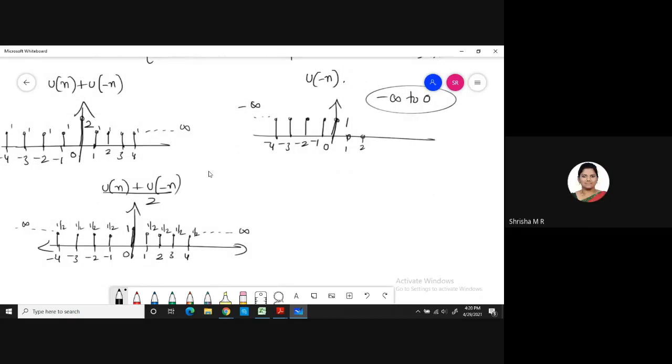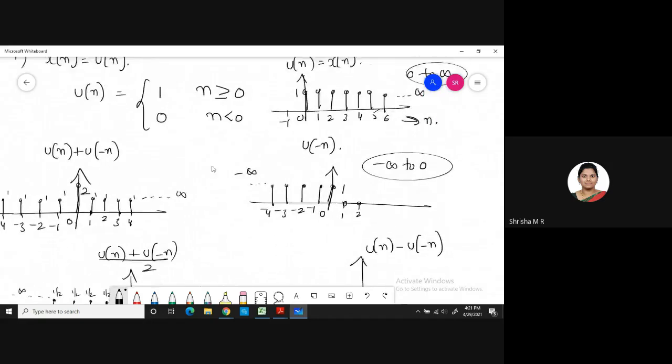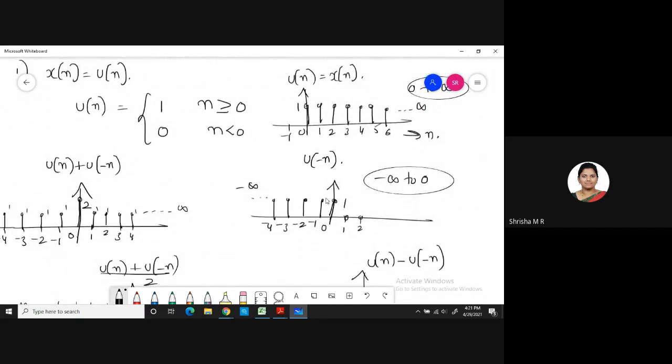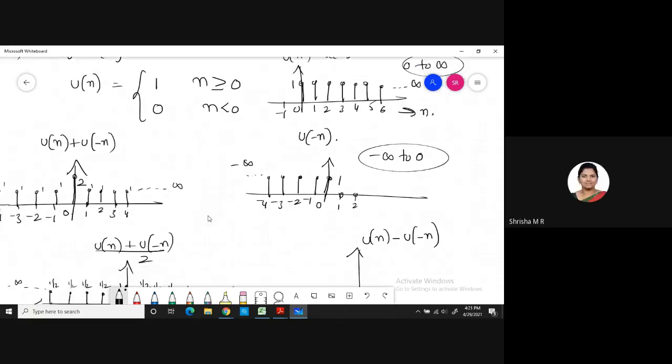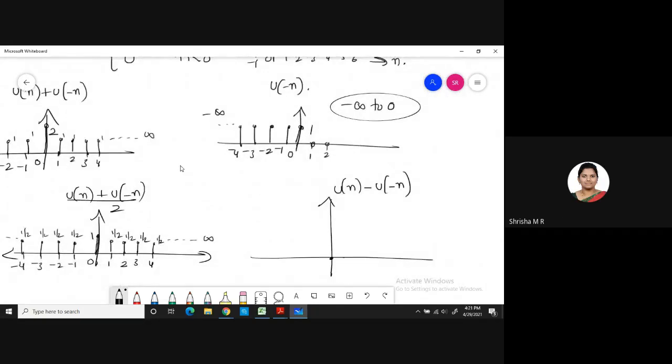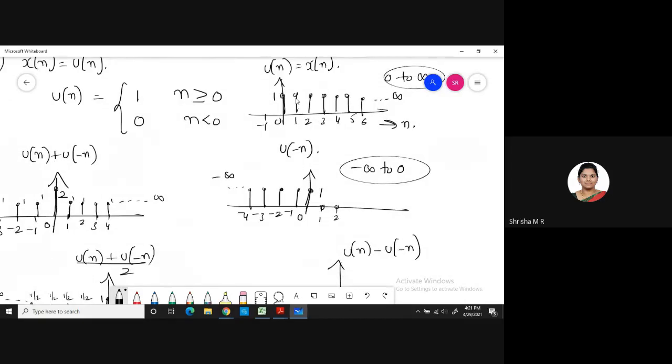So let us plot the odd component of u of n. To plot the odd component, what is the equation? It is u of n minus u of minus n. So you have to subtract u of minus n from u of n. At 0, what will be the amplitude? 0, ma'am. At 0, you will have amplitude 0. At 1, what will be the amplitude? 1 minus 0.